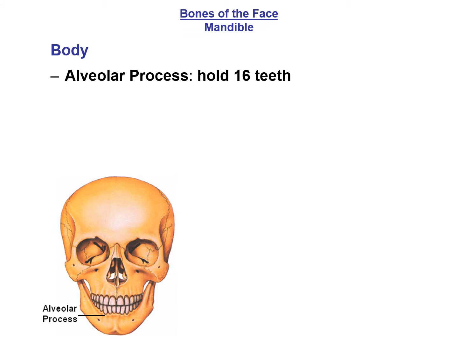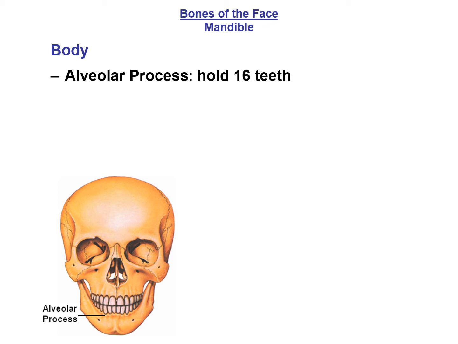The maxilla we talked about last video, that has an alveolar process. Well, the mandible also has alveolar processes. They hold 16 teeth, structured much the same as the alveolar processes of the maxilla. It has, again, 4 incisors, 2 canines, 4 premolars or bicuspids, and 6 molars. So it has the same amount of teeth as your maxilla does.